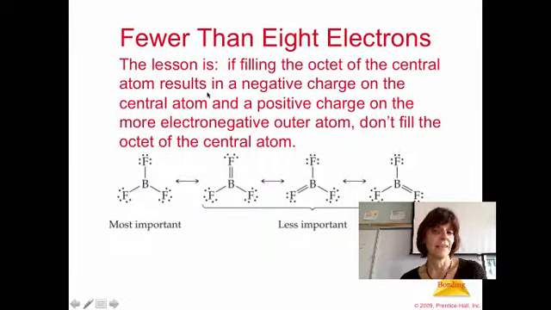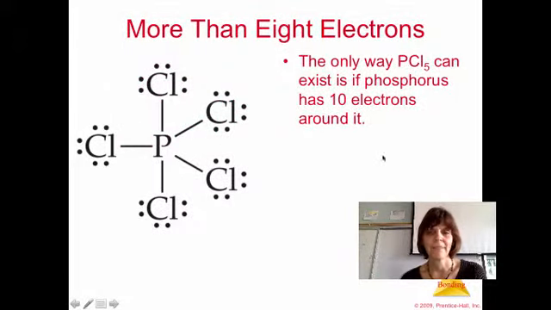The lesson is, if filling the octet of the central atom results in a negative charge on the central atom and a positive charge on the more electronegative outer atom, don't fill the octet of the central atom. Well, that has to do with formal charges, so it really only happens with boron, so let's keep it simple at that. Okay, more than 8 electrons.